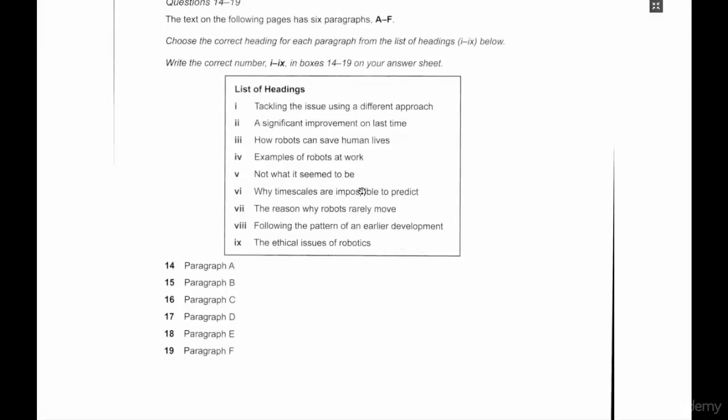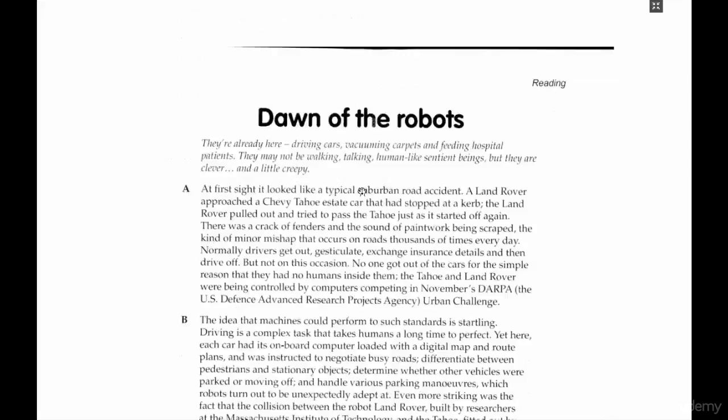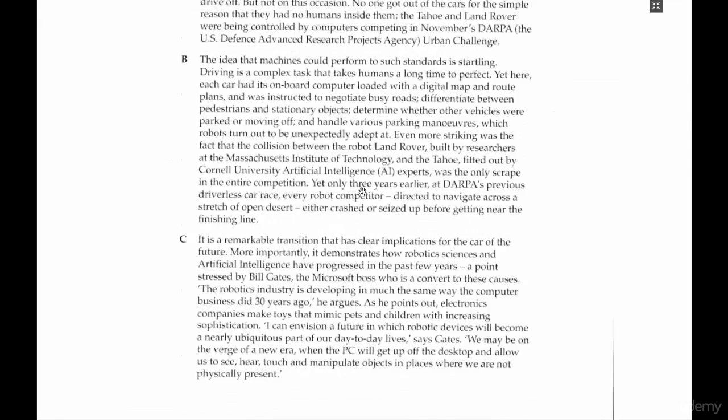All right, tackling the issue using a different approach. There's no different approach here. Number 2 is already gone. There's nothing about human lives. There's nothing about robots at work. Number 5 is gone. There's nothing about time scales. There's nothing about robots moving, following the pattern of an earlier development. I think that's our answer. In fact, I'm pretty sure that's our answer.